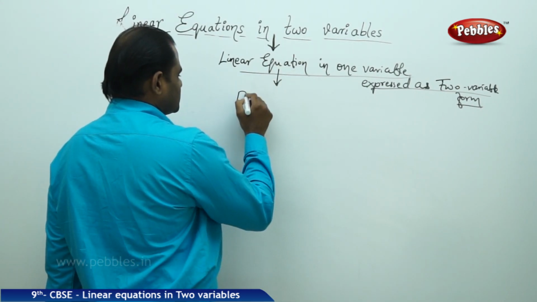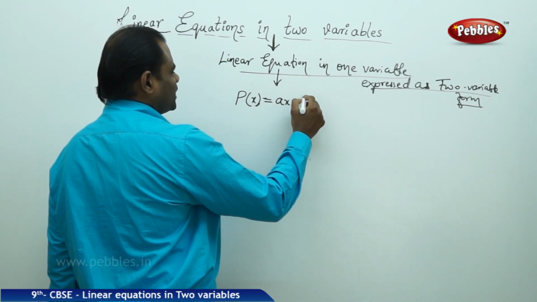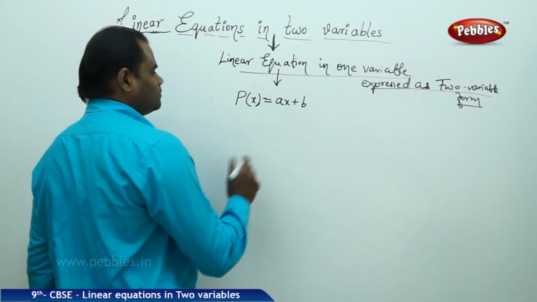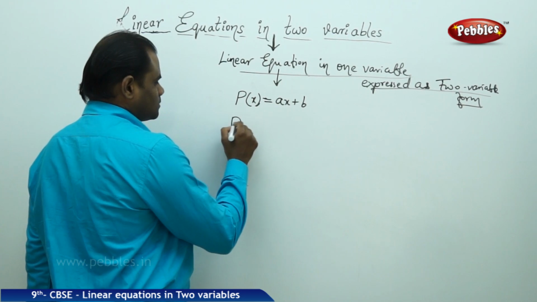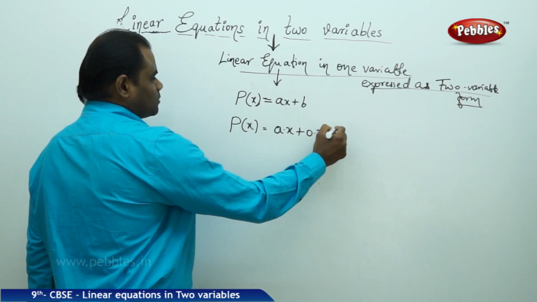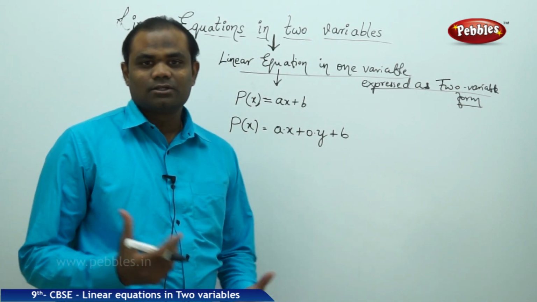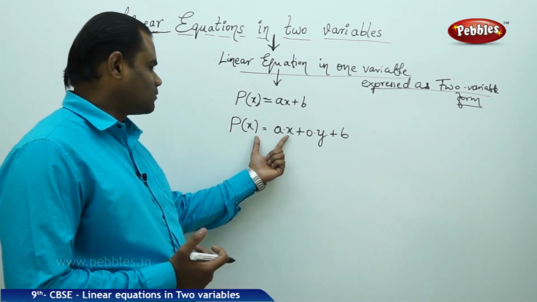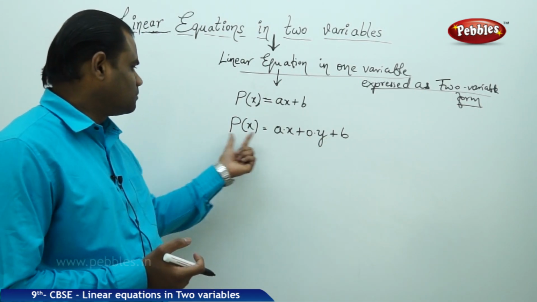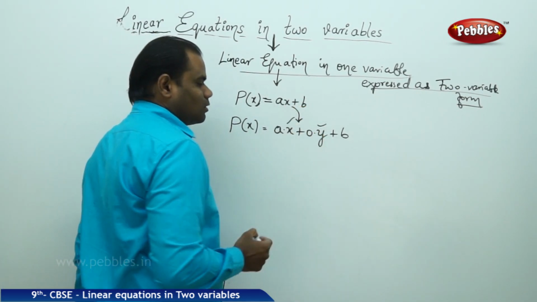So clearly we see that a linear equation in one variable p of x can be expressed in the form ax plus b. So here I write this as p of x as a times x plus 0 times y plus b, because when 0 is added to a term it doesn't affect it. So I write this in the form ax plus 0y plus b, and hence I get this to be ax with two variables x and y, which is in this form.